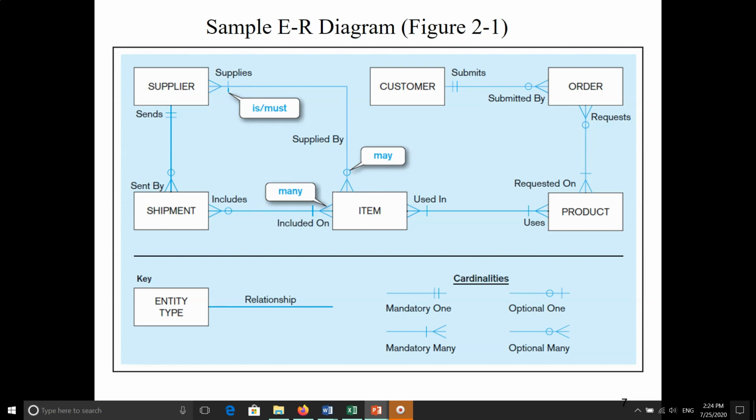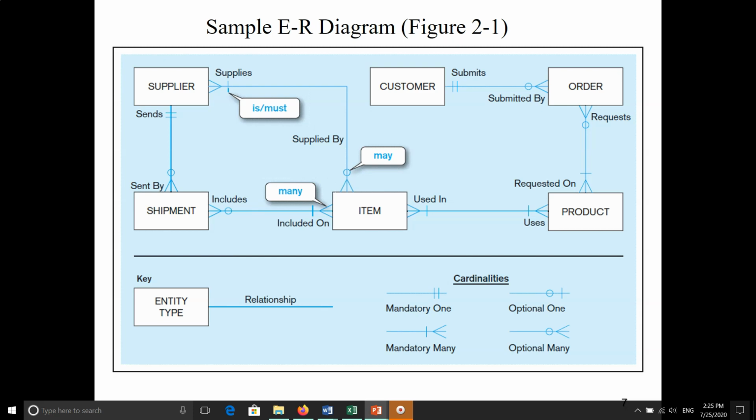And then between product and item, again, there is a many-to-many relationship because one product can use multiple items in making the product, and one item can be used in multiple products. And then, well, the item is supplied by suppliers. And there again is a many-to-many relationship between supplier and item because one item can be supplied by many different suppliers and one supplier can supply many different items. And then the item is included in shipments. Again, many-to-many relationship, and the supplier will send out shipment, and it's a one-to-many relationship between supplier and the shipment. Right? So this is how you read an ER diagram.